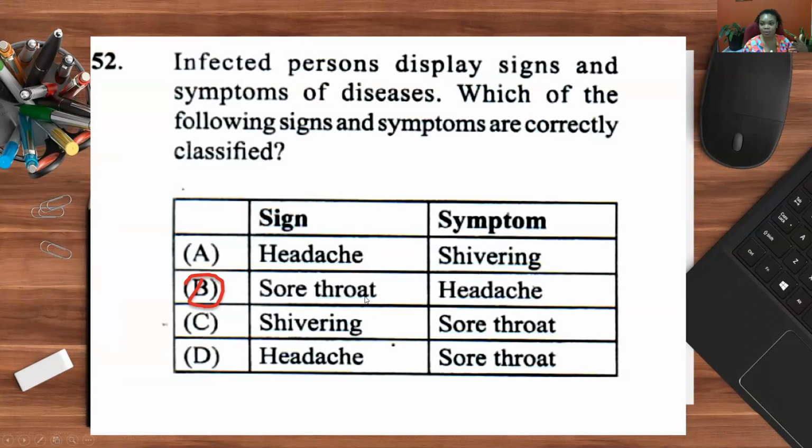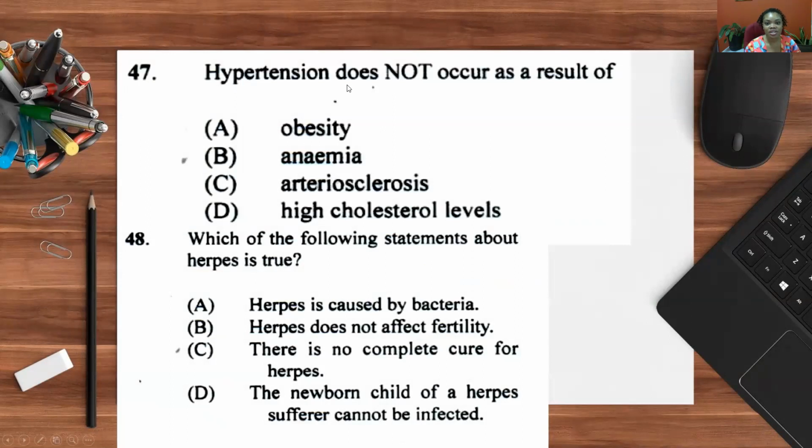But I think you can see a sore throat, because if you have a sore throat, the doctor can look at the back of your mouth. They can see that the throat is inflamed, it's red. Hypertension does not occur as a result of... B. So obesity, yes. Arteriosclerosis, yes. High cholesterol levels, yes, but not anemia.